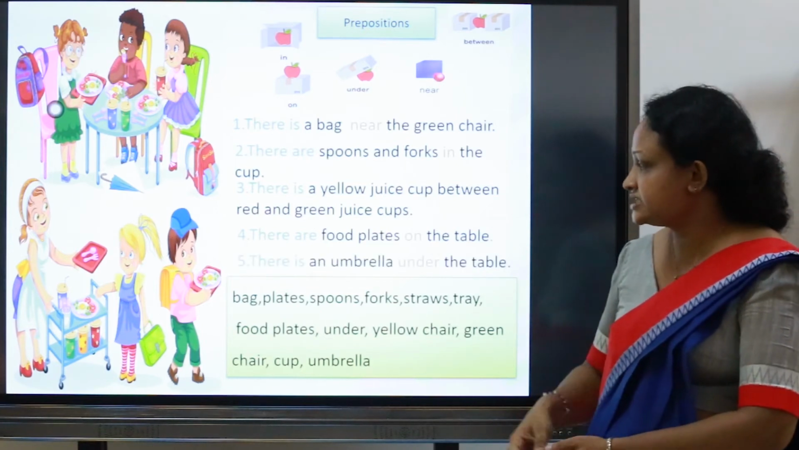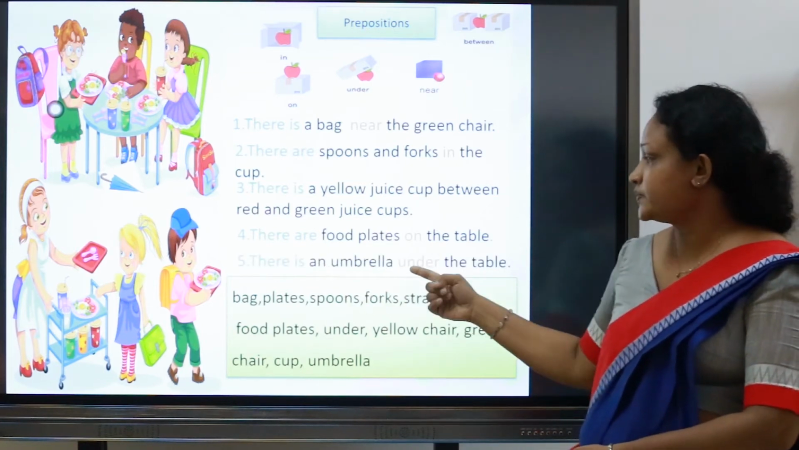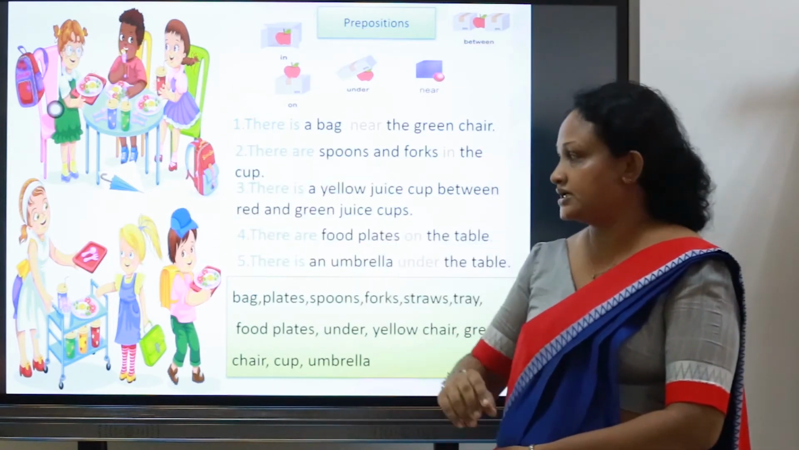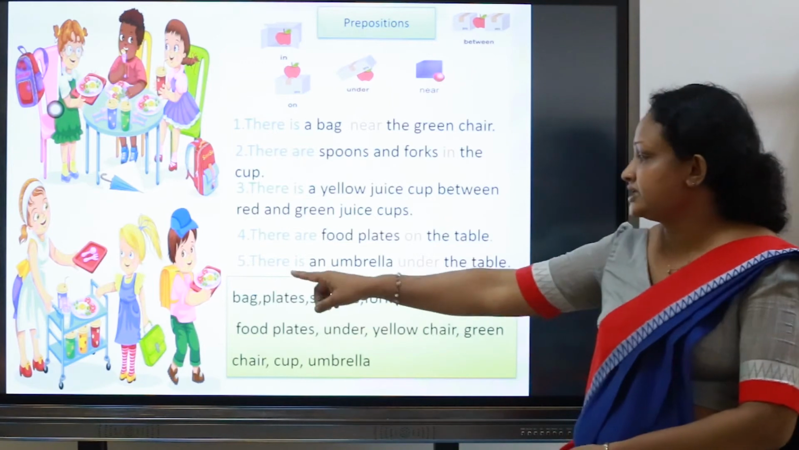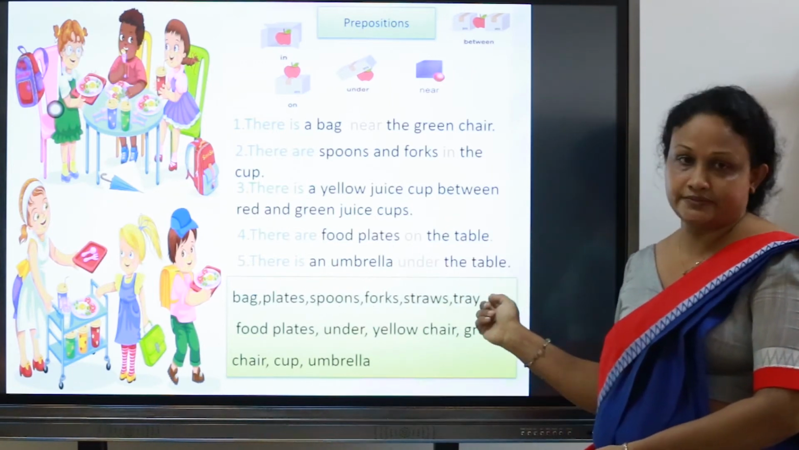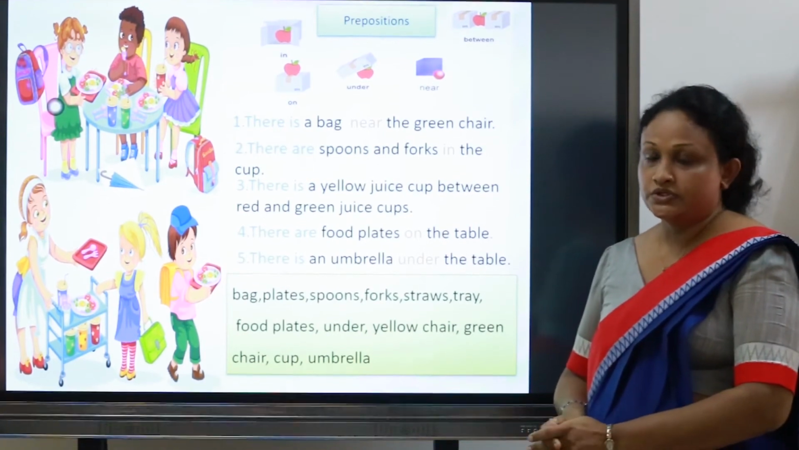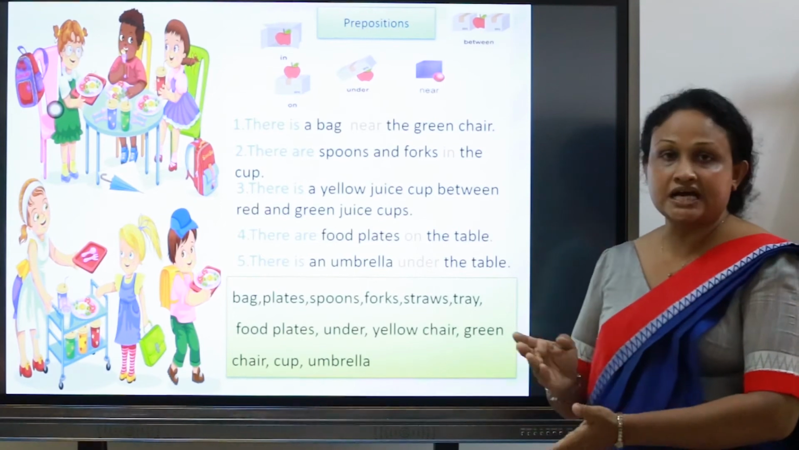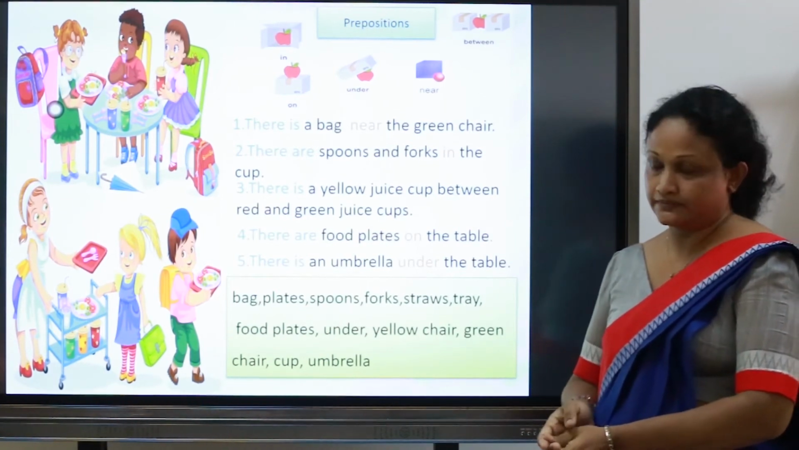The last one is, there is an umbrella under the table. Here you can see a blue color umbrella. So we can write, there is an umbrella under the table. Hope you can understand this one, how to use prepositions with there is and there are.